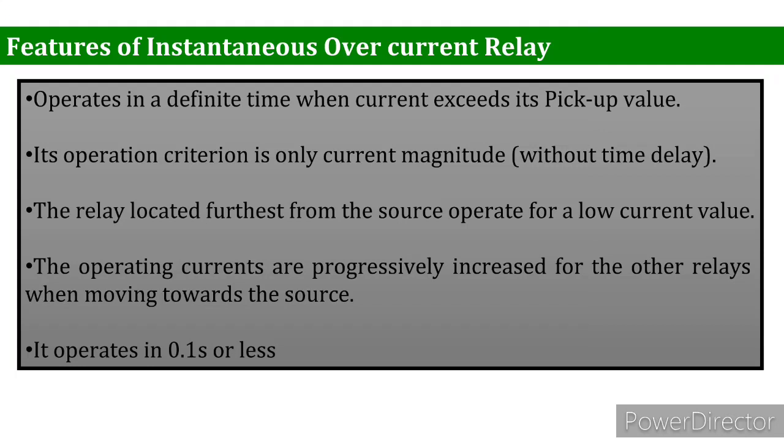The relay located furthest from the source operates for a low current value. The operating time is 0.1 second or less. This type of relay, that is the instantaneous overcurrent relay, is applied basically on the outgoing feeders.